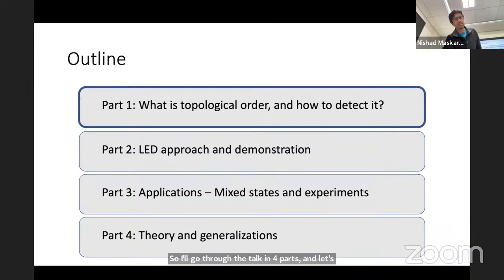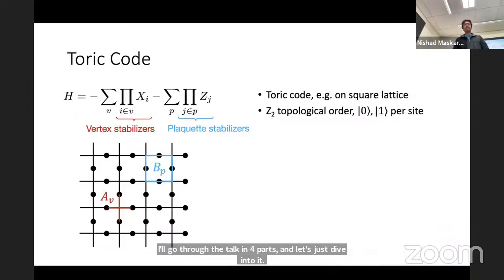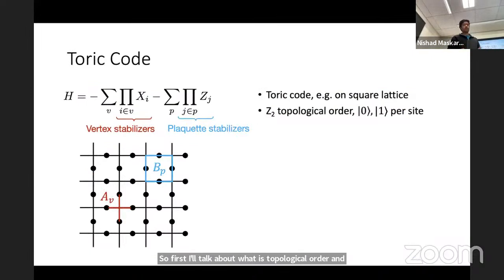So first I'll talk about what is topological order. And the key example that we're going to use is what's known as the toric code model. So the toric code model consists of a model defined on a lattice, where you put qubits on the links of your lattice. And you have 2 different types of terms in your Hamiltonian, what we'll call vertex stabilizers and plaquette stabilizers. And in particular, the ground state corresponds to the state where all the vertex and plaquette stabilizers evaluate to +1.